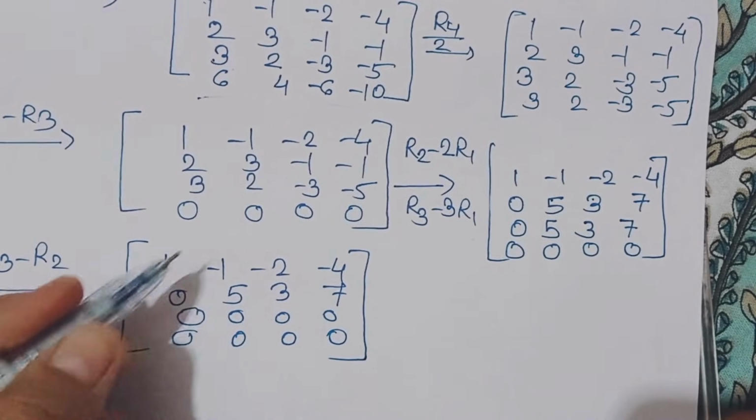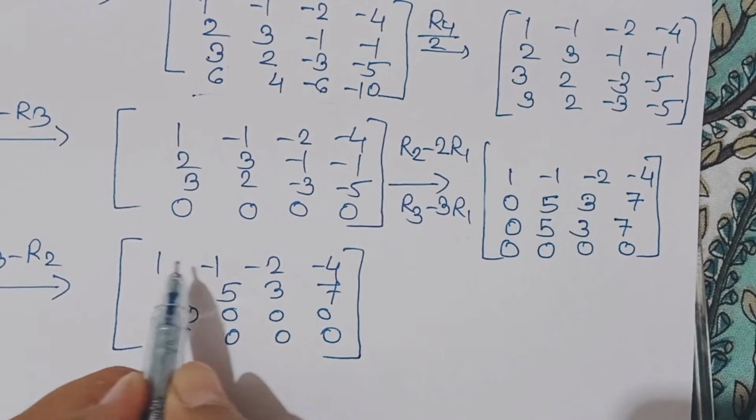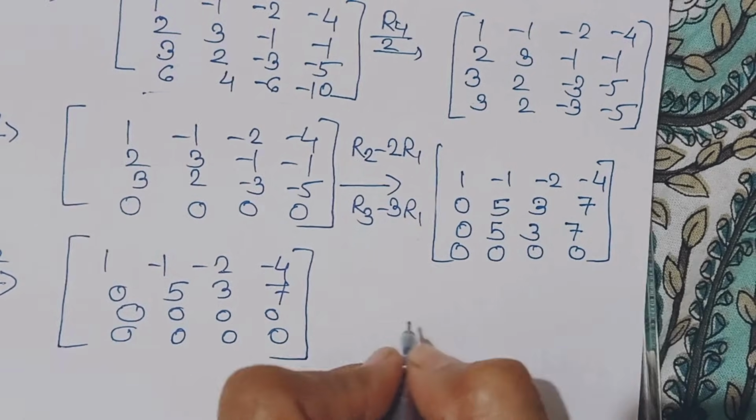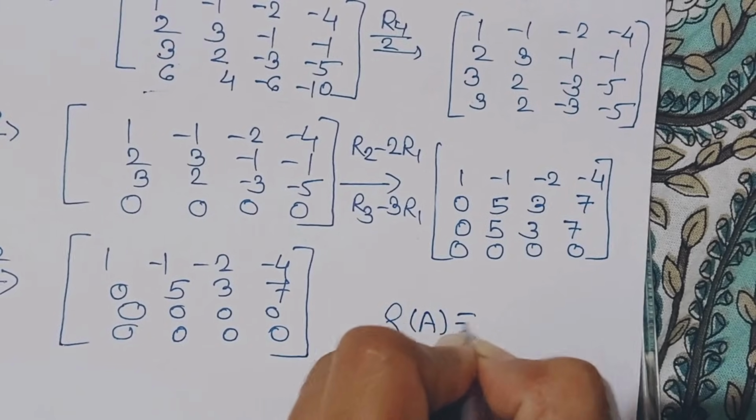Now this is row reduced echelon form. We can see the number of non-zero rows is 2, so rank of A is equal to 2.